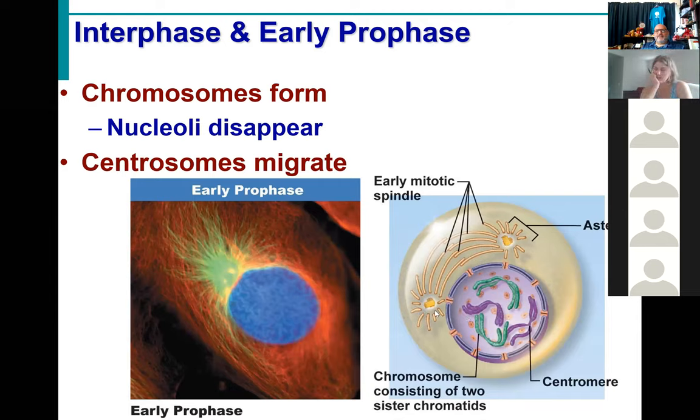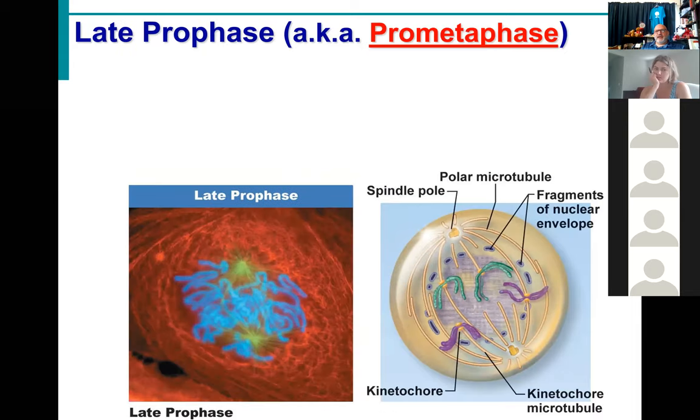All of these events start in early prophase, and they all finish by late prophase. Again, notice the light microscopy. The spindles are on opposite sides. Our DNA is no longer contained within a nuclear envelope. It's kind of spread all over the place. And we can clearly see distinct chromosomes. So our chromosomes are formed and spread out throughout the cell.